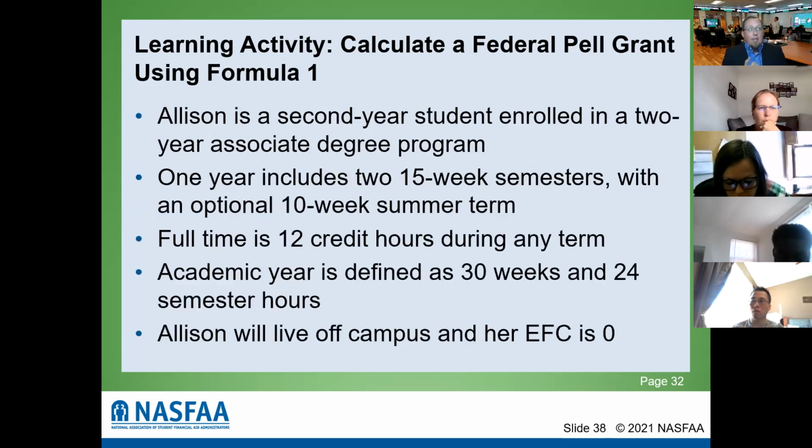So we have Allison, a second-year student enrolled in a 2-year associate degree program. One year includes two 15-week semesters with the option of a 10-week summer term. Full-time is 12 credit hours during any term, and an academic year is defined as 30 weeks and 24 semester hours. Allison will live off campus and her EFC is 0.